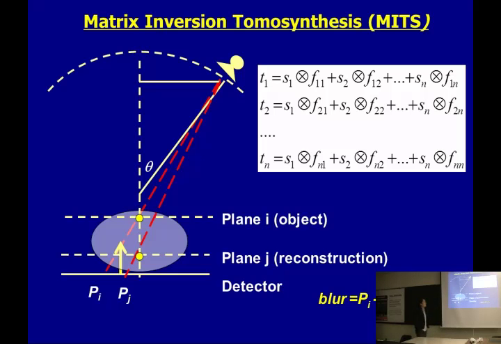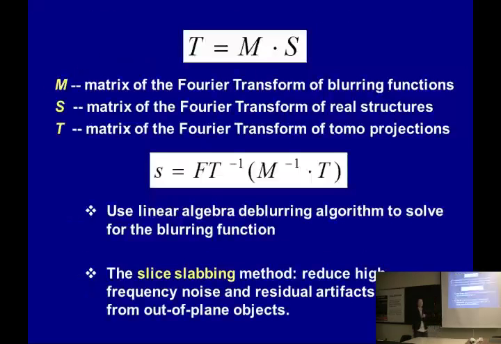So with this method, we can calculate the blurring function, what kind of function other planes will cause on a reconstruction slice, and make it a matrix. Here we can call it S. Each slice will cause a problem on other slices, so we can have a blurring function. And we consider the final shift-and-add tomosynthesis reconstruction to be the true structures convolved with the blurring function. So you can make them a matrix multiplication.